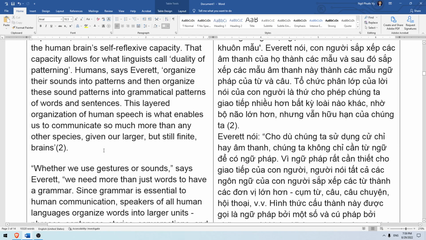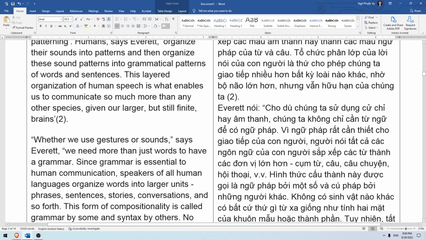Humans, says Everett, organize their sounds into patterns and then organize these sound patterns into grammatical patterns of words and sentences. This layered organization of human speech is what enables us to communicate so much more than any other species.